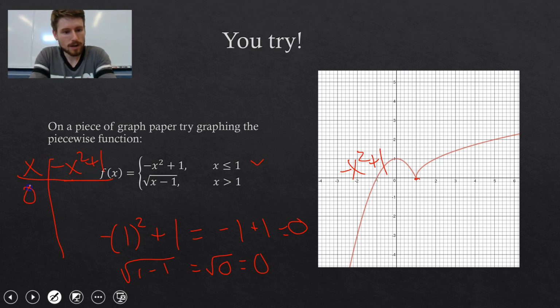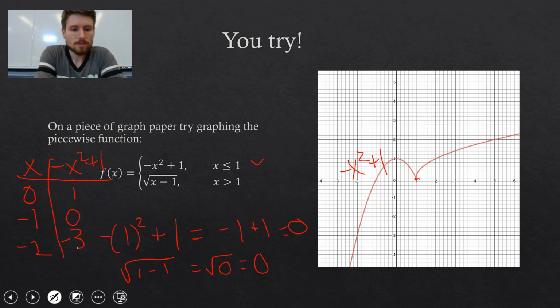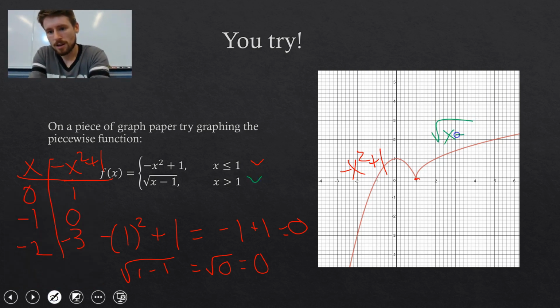If you plug 0 in, you get 1. If you plug minus 1 in, you get 0. If you plug in minus 2, that gets you negative 3, etc. So you should be able to plot that. And then over on the right, we have root x minus 1. This graph over here is the square root of x minus 1.